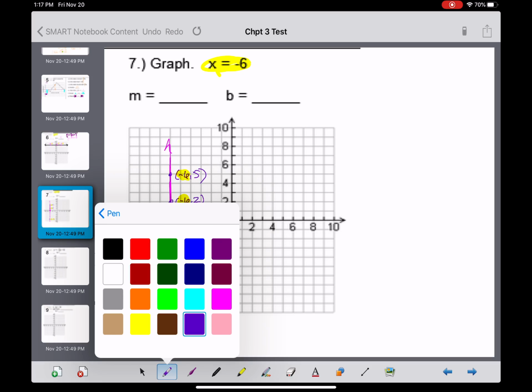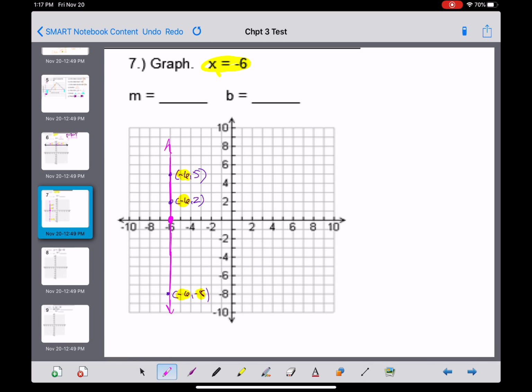So this was a little bit of a trick question. What is the slope? There is no slope because it is a vertical line, so we call that undefined. What is the y-intercept? It never crosses the y-intercept or the y-axis, so there is none. Not 0, because 0 is a location. The answer is none.